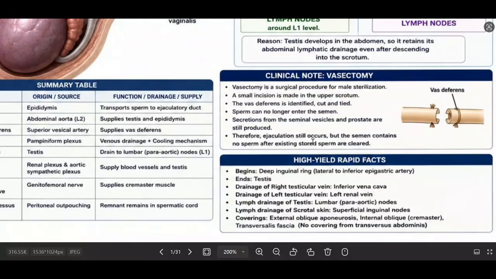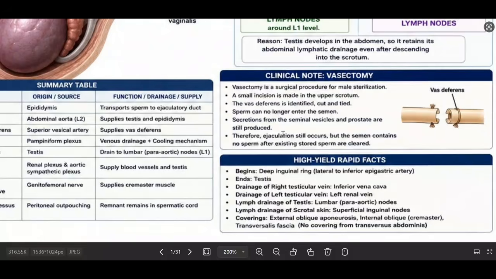Okay, now let's revise some UHS viva rapid fire questions. Define the spermatic cord. A bundle of structures passing through the inguinal canal to and from the testis. The structures going to the testis are the arteries and nerves, and coming from it are the veins and the lymphatic vessels.